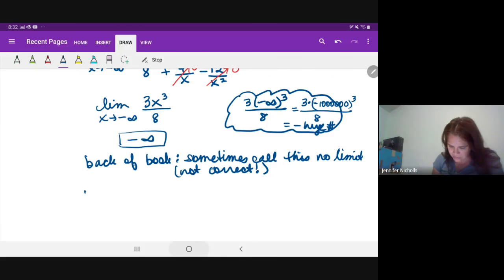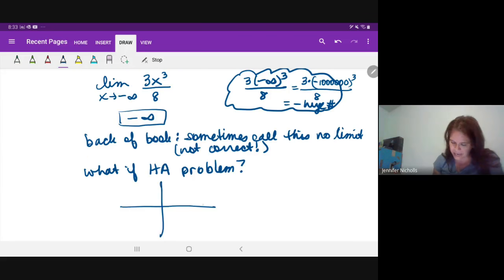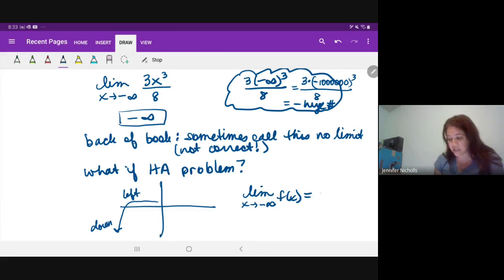But anyway, yes. Oh, that was my next part. What if it's a horizontal asymptote problem? Good question. That's exactly what I was going to do next. If it's a horizontal asymptote problem, what you're saying is as you go left, you're going down. So where's your asymptote? Anyone have an idea? Let me show you where that is. Limit as x approaches negative infinity of f of x equals negative infinity. That's what we just got.